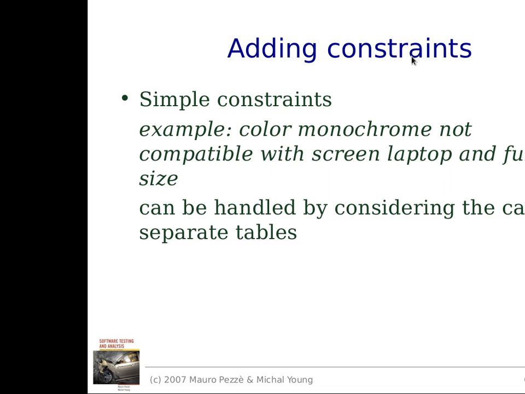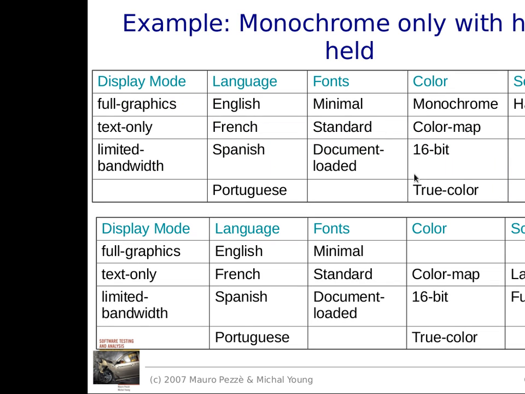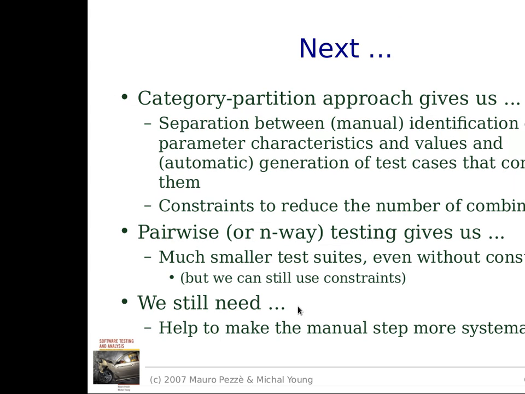You can add a couple more constraints and make this even simpler. For example, color monochrome not compatible with screen, laptop, and full size. So maybe your map goes from this list, or screen size is just handheld, and then laptop and full size can have these combinations. And that'll actually simplify things significantly.